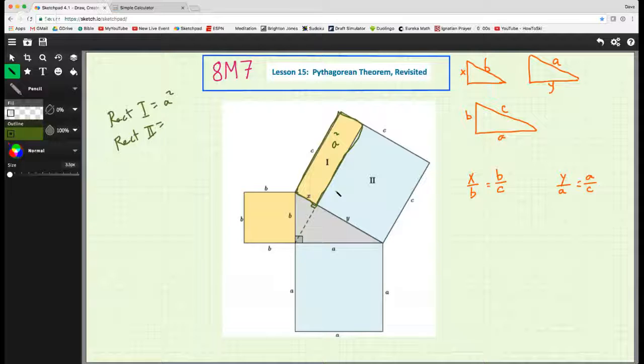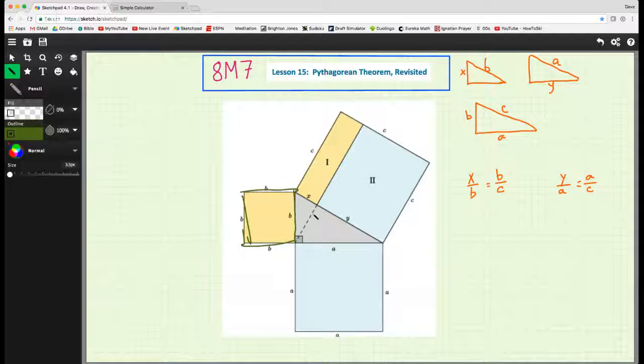Okay, so we're going to erase all this for a second. We're going to erase all this permanently. And how do we go about proving this? Well, all we need to do is show that these two are the same, that 1 is equal to b squared. Well, this square here is clearly b squared. This side is b and that side is b.